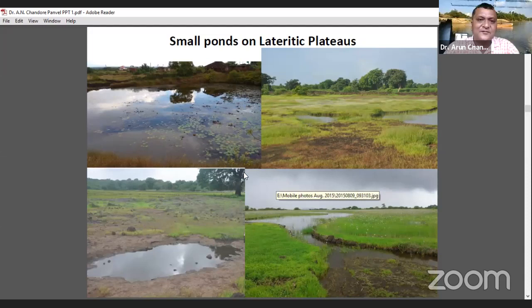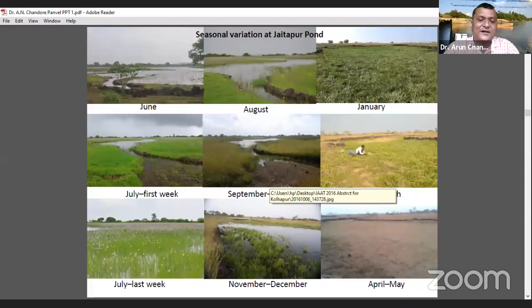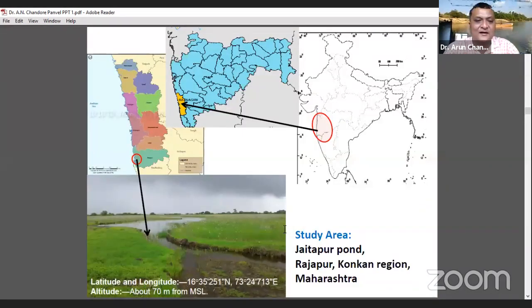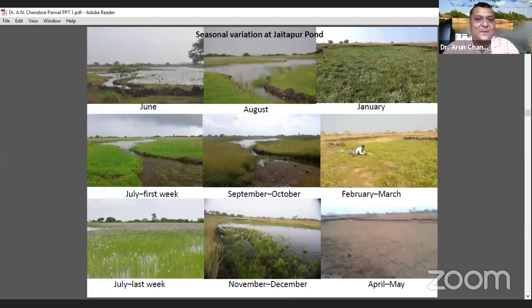Here I am showing one example, the Jaitapur pond. It is 25 kilometers from my college area, and you know this Jaitapur area is famous for its upcoming nuclear Jaitapur power plant. And this pond area is hardly 100 square kilometer. In the next slide, you see in the month of June only water is there. In the month of July, first week, last week, it is full of Cornandra.